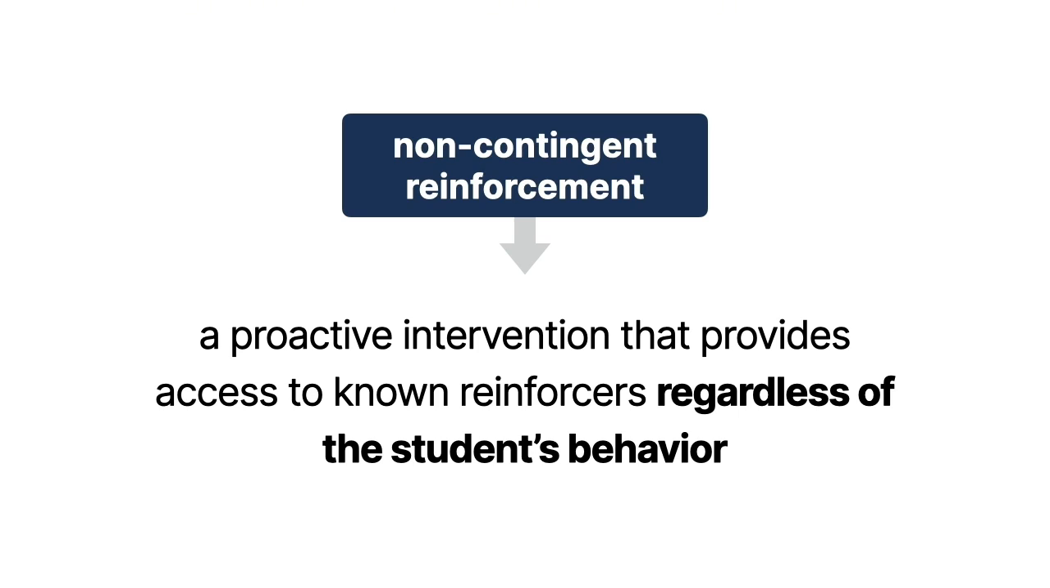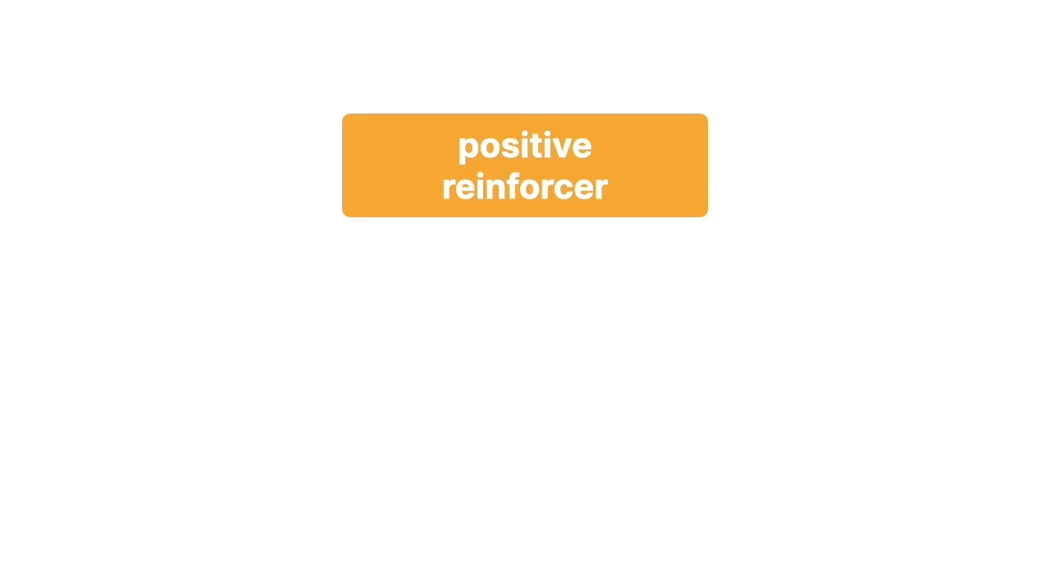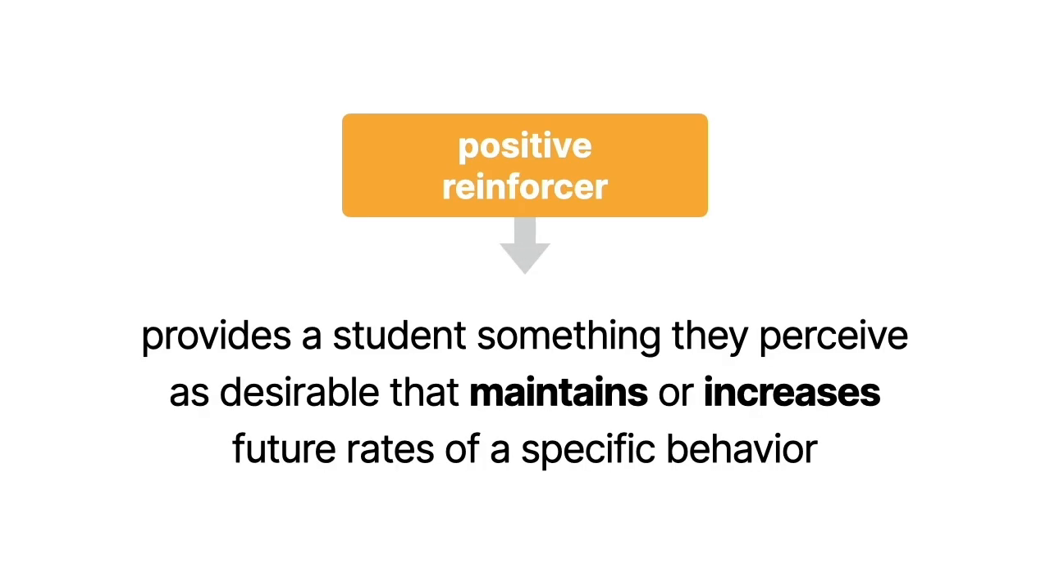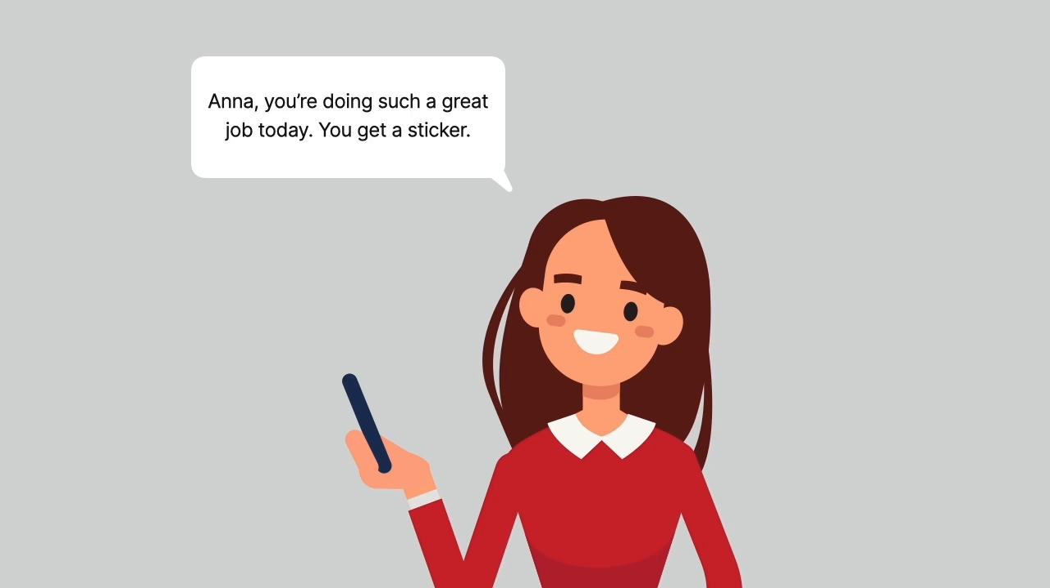For the purpose of this lesson, we're going to focus on positive and negative non-contingent reinforcement. Let's start with looking at the types of reinforcers. A positive reinforcer is providing a student something they perceive as desirable that maintains or increases future rates of a specific behavior. A high five, a hug, a preferred activity, a positive note home, and verbal praise are all examples of positive reinforcement, assuming that these interventions increase future rates of the desired behavior that warranted their provision.